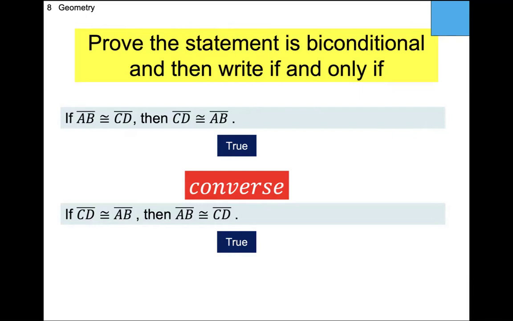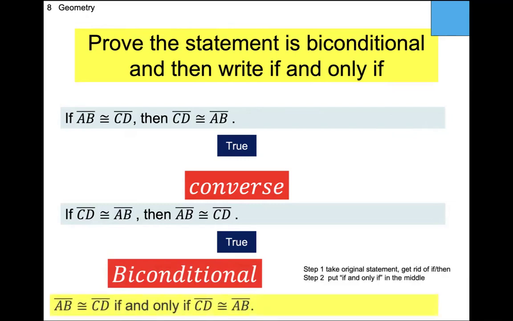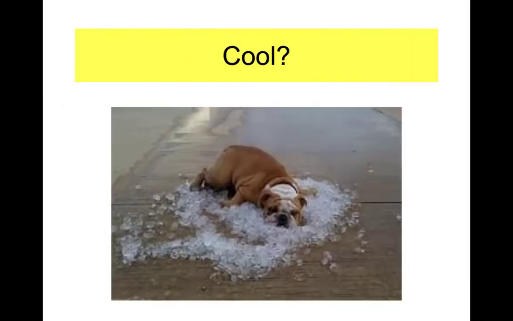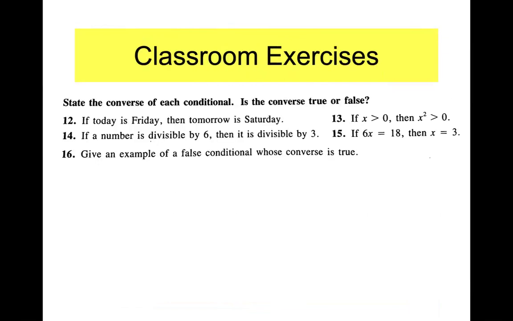So we can write the "if and only if," or the biconditional. The steps are: go back to the original conditional, that's the top blue one. Get rid of the word "if," get rid of the word "then," and replace the word "then" with "if and only if." So segment AB is congruent to segment CD if and only if segment CD is congruent to segment AB. And that's how it's done. Cool? All right.